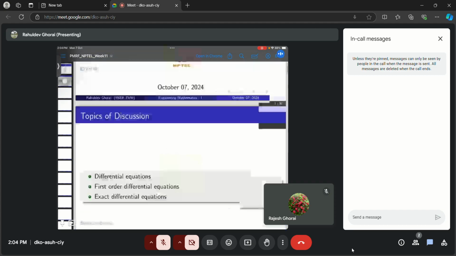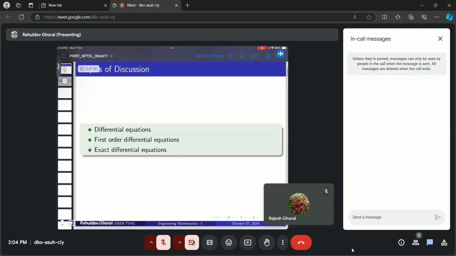Okay, so today we will discuss these three topics. One is differential equations, and the second is first order differential equations, which have order one, and then the exact differential equations.